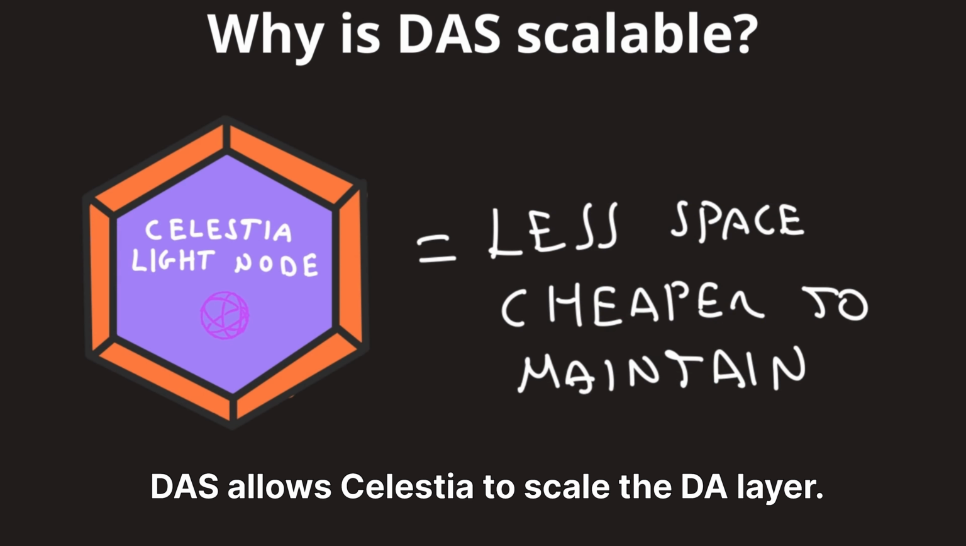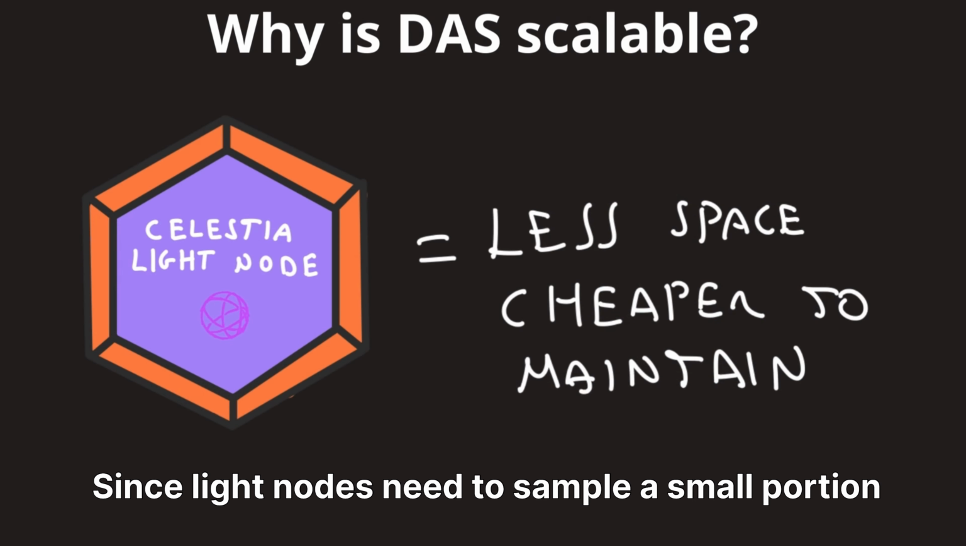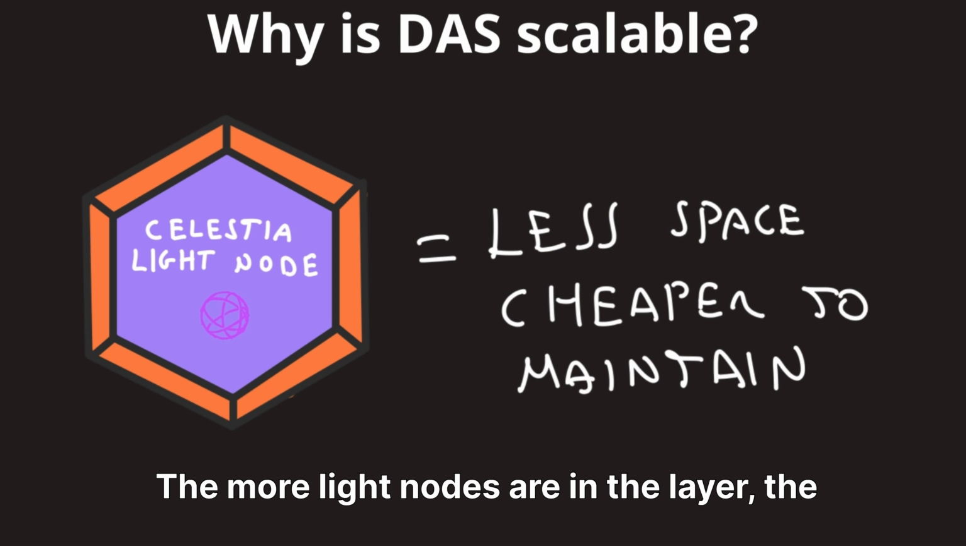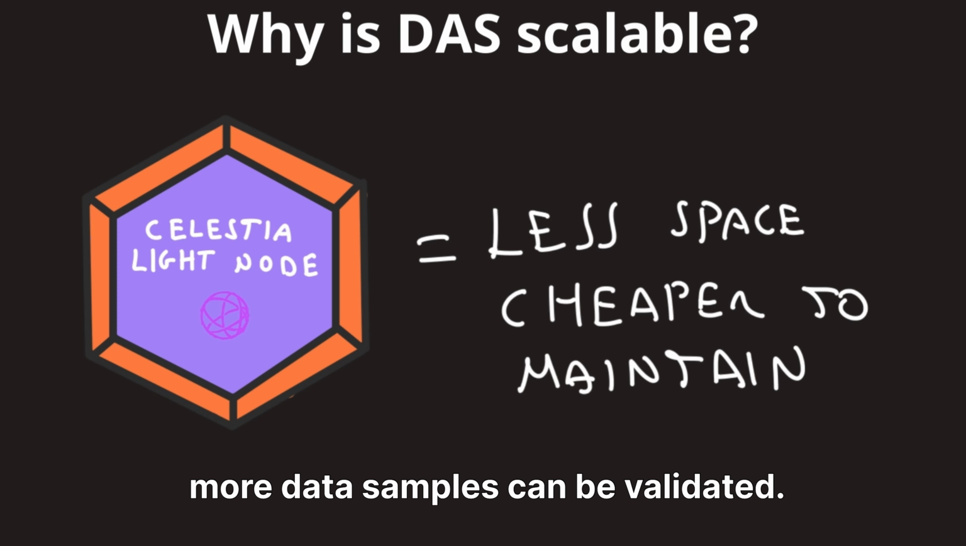DAS allows Celestia to scale the DA layer. Since light nodes need to sample only a small portion of data, this requires less space and is more affordable. The more light nodes are in the layer, the more data samples can be validated.